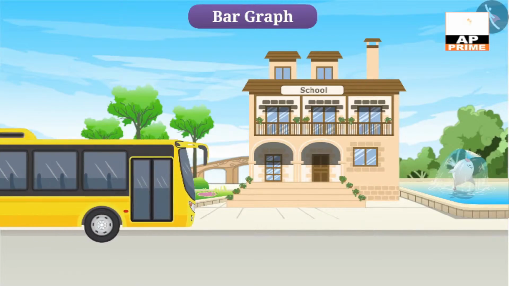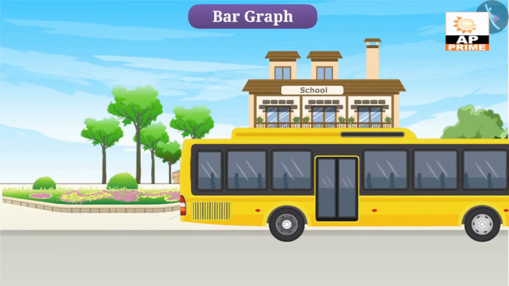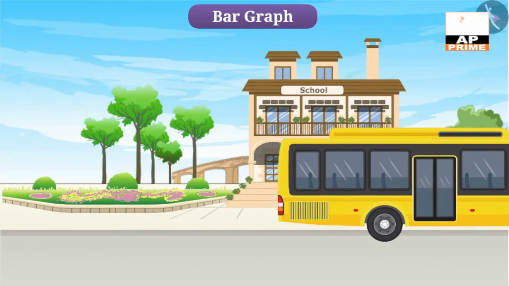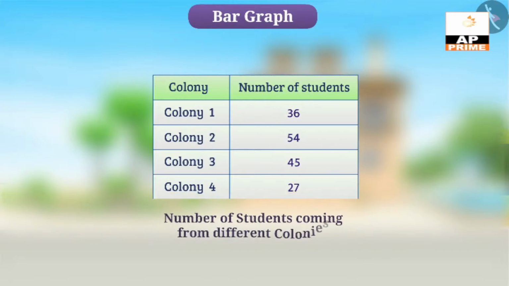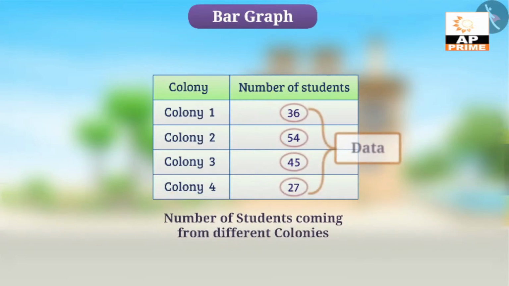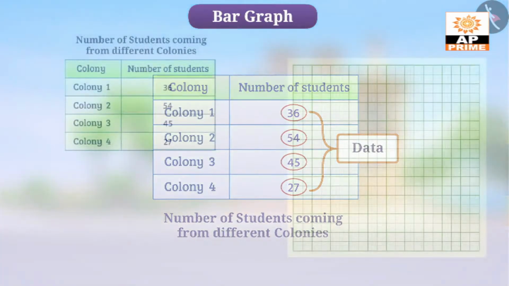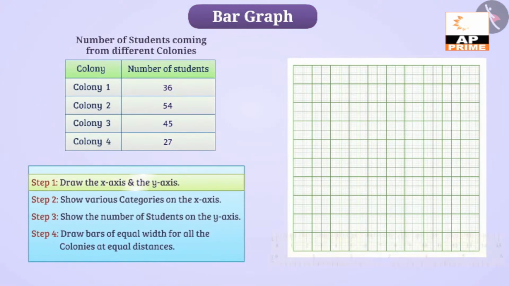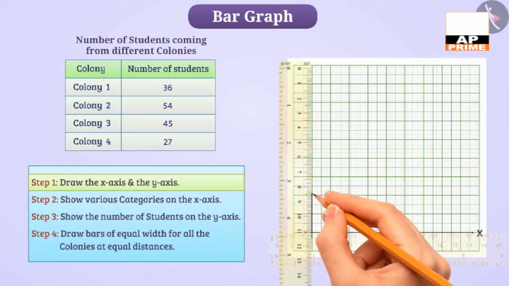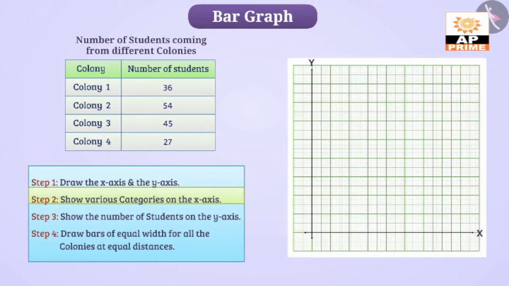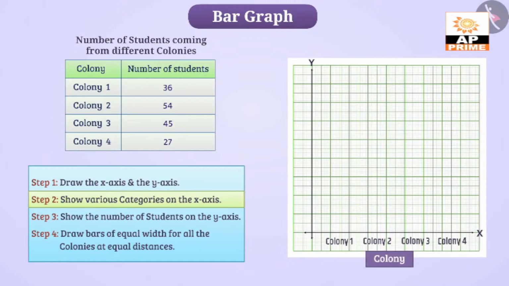The number of students coming from different colonies in a school are shown in the following table. Let us display this data in the form of a bar graph. First, we will draw the x-axis and the y-axis. Now we will show various categories on the x-axis, like here, name of colonies.